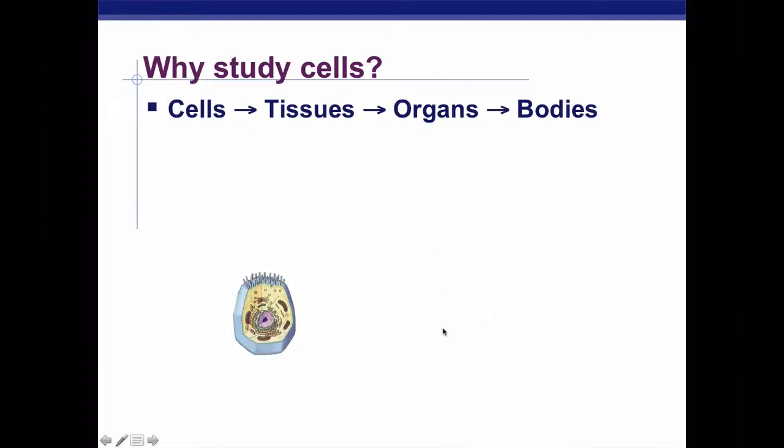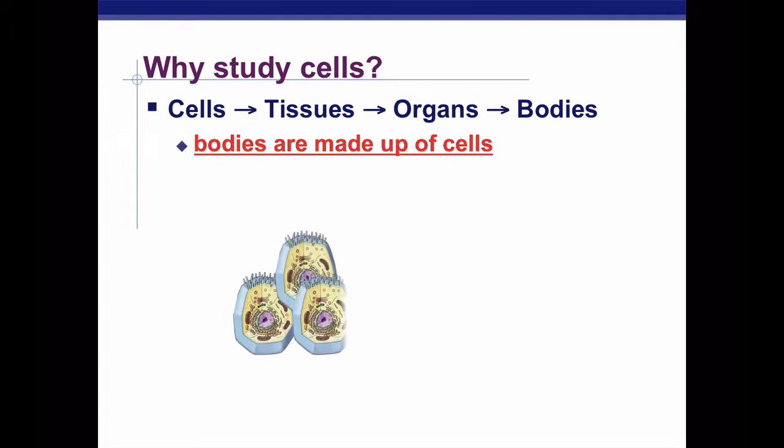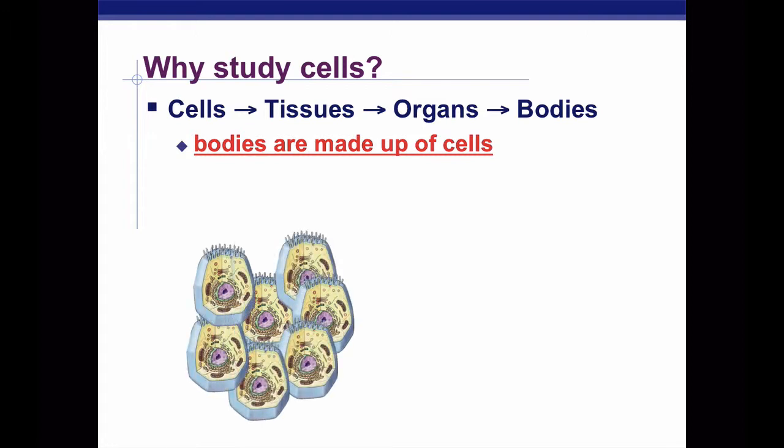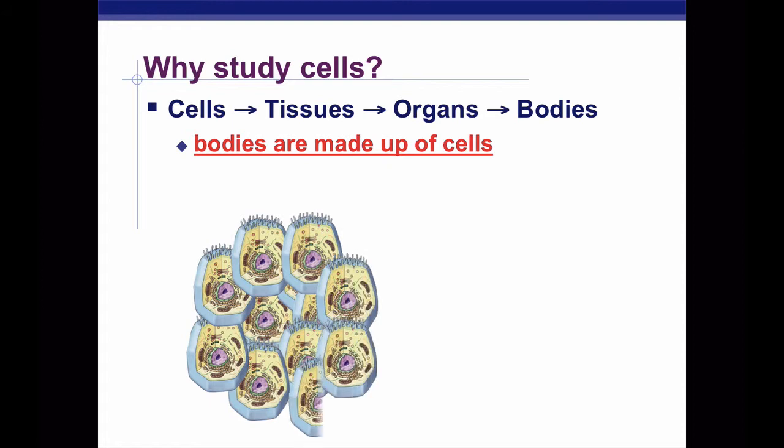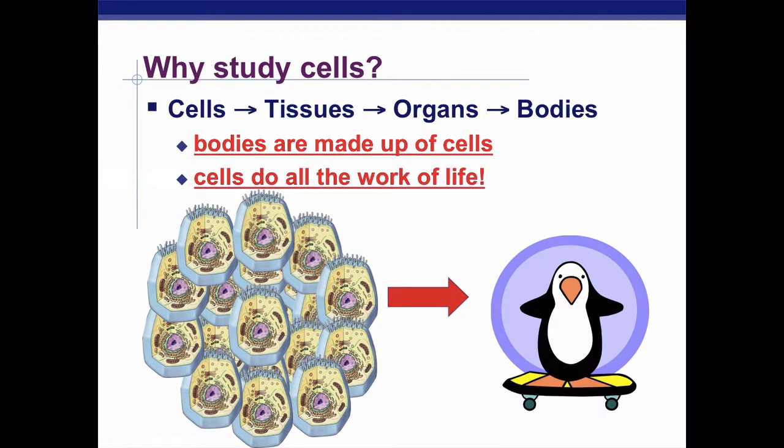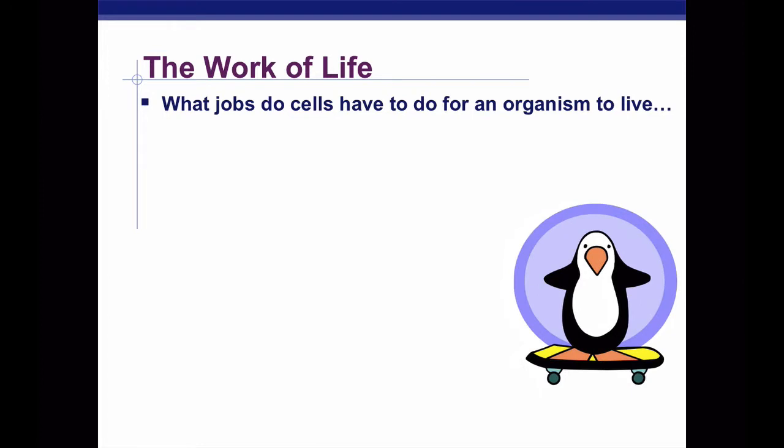So why study cells? Cells make up tissues, and tissues make up organs, and organs make up bodies. And bodies are made up of cells, and they're made up of a lot of cells. Cells do all the work of life. So what jobs do cells have to do for an organism to live?